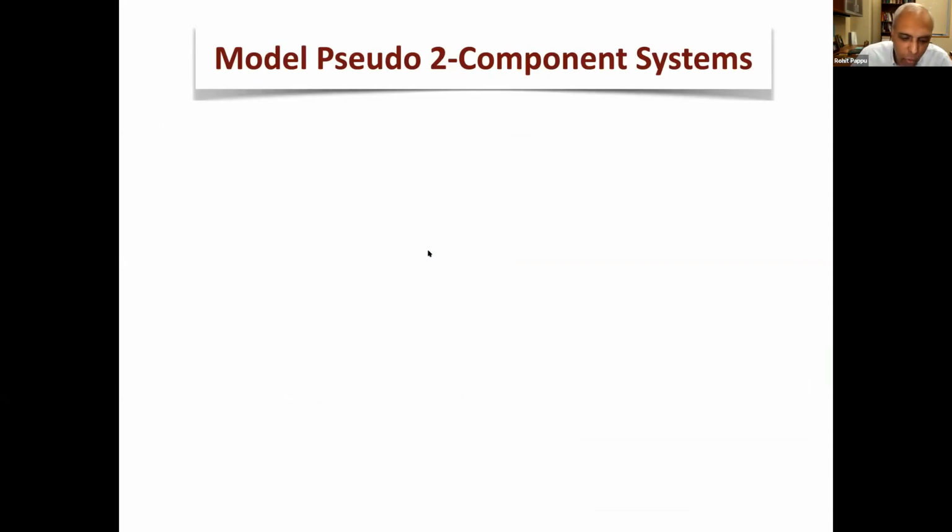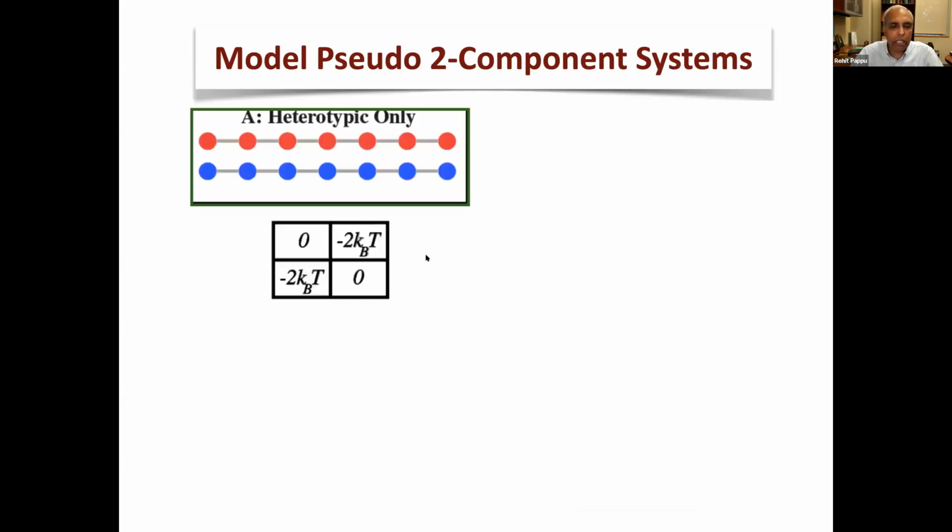Okay, so what we'll do is go back and now start to think about some model two-component systems. So Furkan designed this, where we'll say that we have two systems that require one another to undergo phase separation.